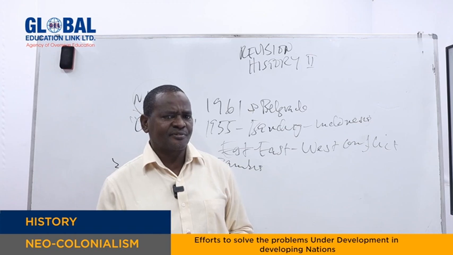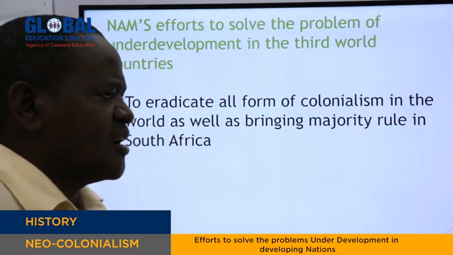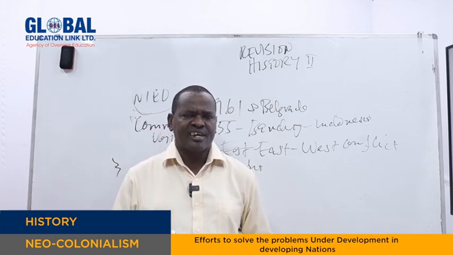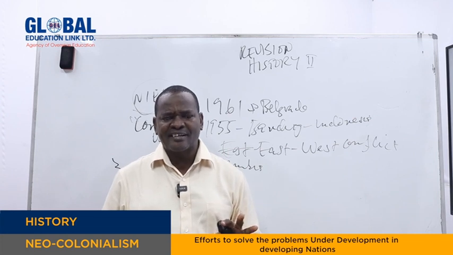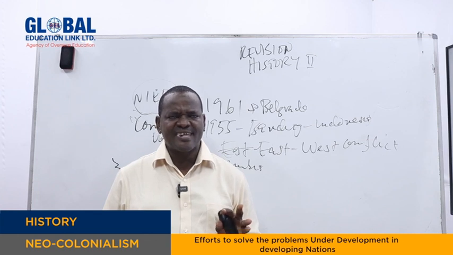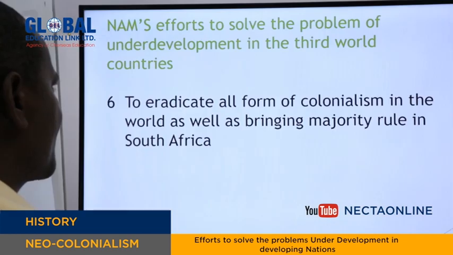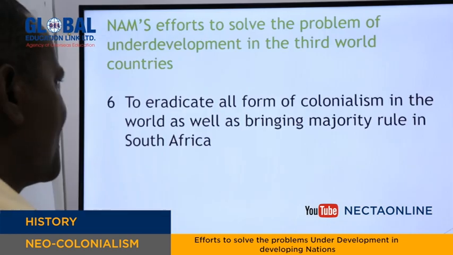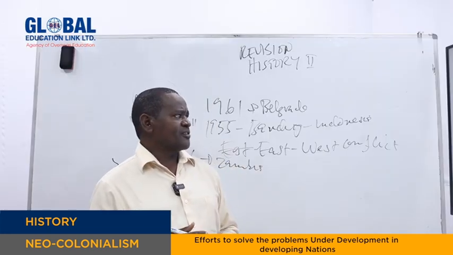And my dear students, as you can see, this has played a very major role in bringing majority rule in South Africa. Or for instance, the independence of Angola and Mozambique was very much helped by the role played by Cuba. Remember, Cuba, as a member of the Non-Aligned Movement, gave material and moral support, and even took some troops to fight in Angola, Mozambique, and Namibia. And that facilitated the independence of these countries. So this is another very important contribution of the Non-Aligned Movement to solving the problem of underdevelopment.